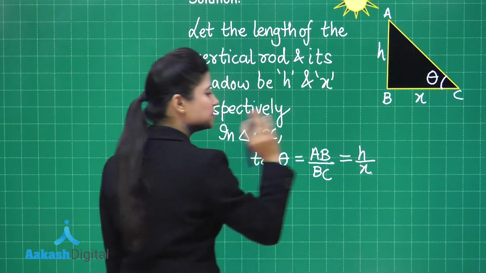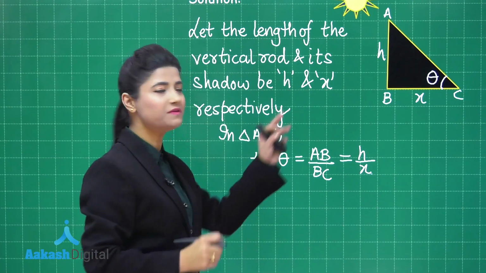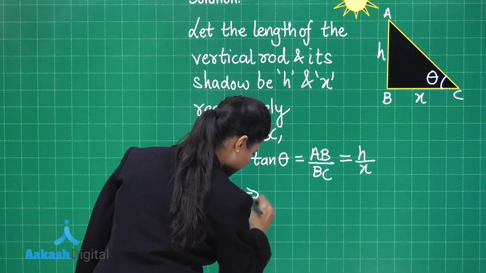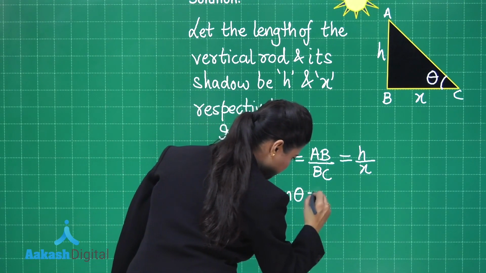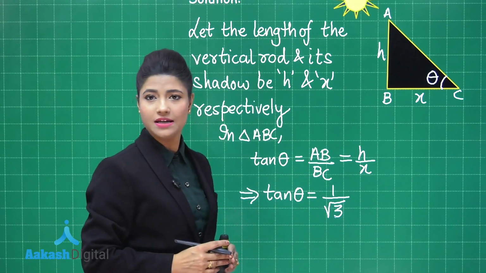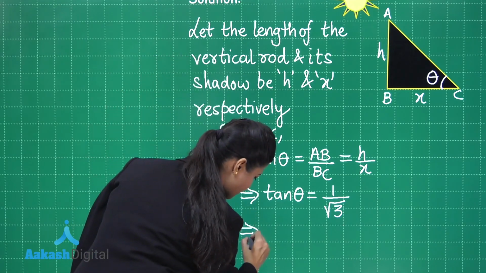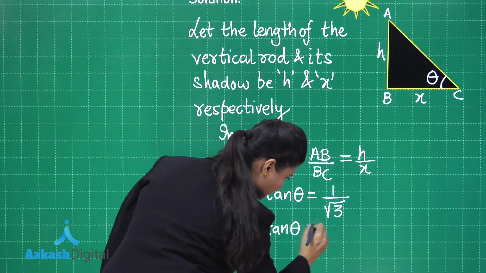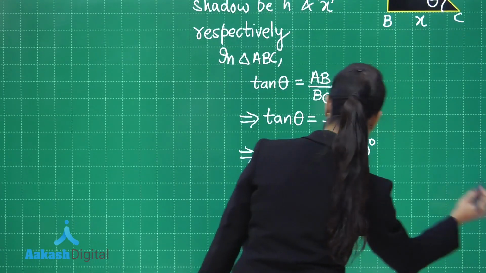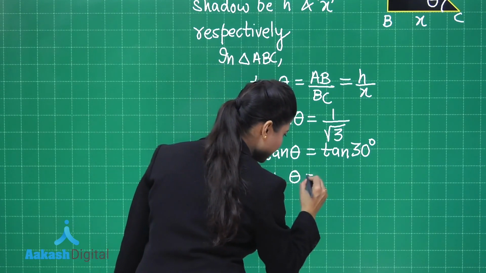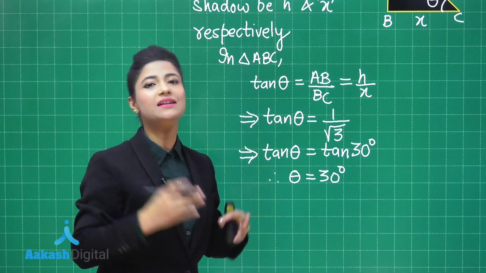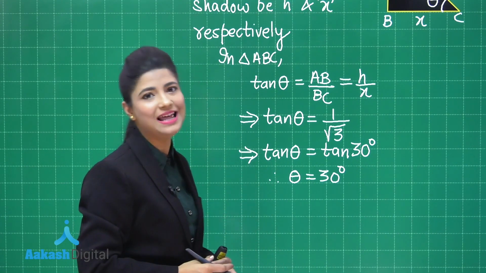upon x, and it has been already given in this question that ratio of the length of the rod and its shadow is 1:√3. So I get here tan theta is equal to 1/√3, where tan 30 degrees is equal to 1/√3. Further, it can be written as tan theta is equal to tan 30 degrees, and then on comparing the angles on both the side, we obtain that theta is equal to 30 degrees. Now we have obtained that theta is equal to 30 degrees. This theta represents the angle of elevation of sun at that moment.